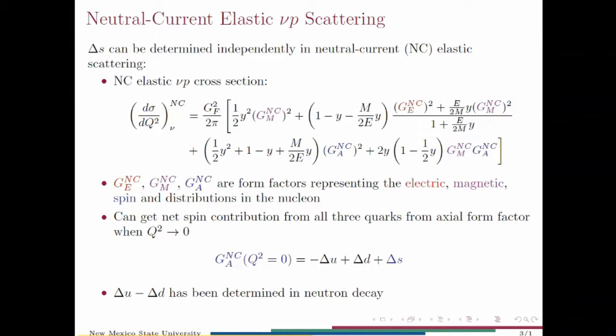So here's the cross-section for the NC elastic scattering, and you can see these G's here are form factors. So they represent the finite structure of the proton. So you have the electric, magnetic, and then this axial form factor represents the spin structure of the proton. So at low q squared, or at q squared equals 0, the axial form factor is just a combination of the net up, down, and strange contributions to the spin of the proton, and this U and D part has been measured in neutron decay. So you can determine delta S if you measure this NC elastic cross-section at low enough q squared.